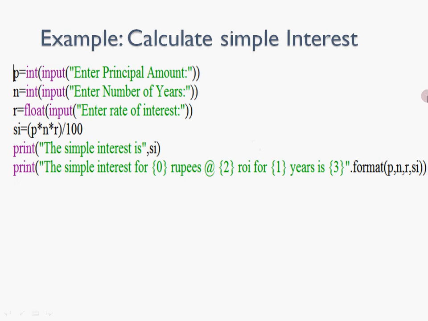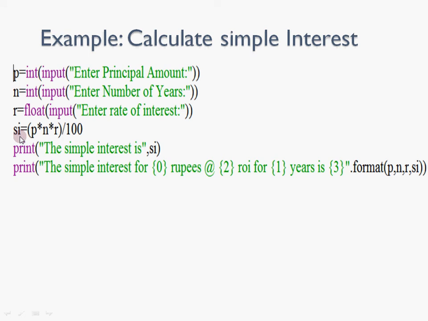Next, let us see a simple example using the input and the output statements in Python. Let us try calculating the simple interest using the formula P into N into R by 100. To calculate the simple interest, we need three inputs, say the principal amount, number of years, and the rate of interest. I am assigning an integer value to P, again an integer value to N, and a float value to R. Next, I am evaluating this expression P into N into R by 100 and storing it in a variable, say SI.